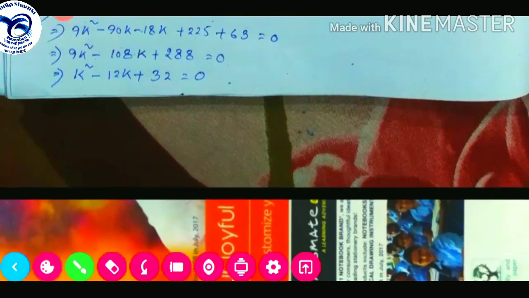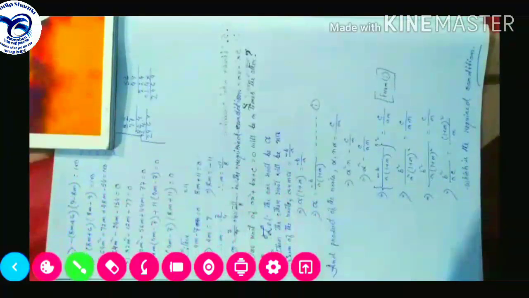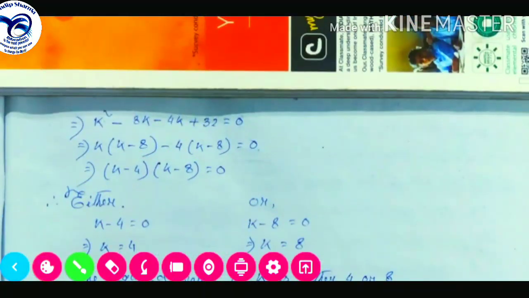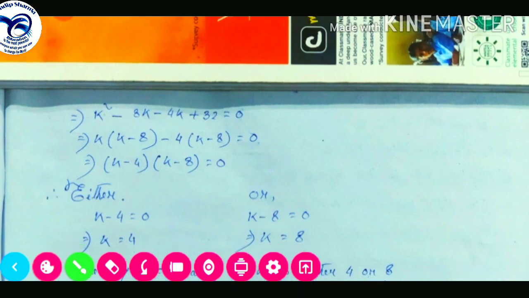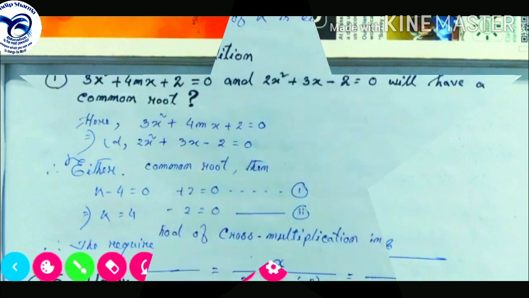So 4 into 8 will be 32, and 4 plus 8 will be 12, so we need to apply minus here. So k square minus 8k minus 4k plus 32 is equal to 0. Now we'll take common, so it will be (k - 4) into (k - 8). Therefore either k minus 4 is equal to 0 or k minus 8 is equal to 0. Therefore k is equal to 4 or k is equal to 8. Therefore the required value of k will be 4 or 8.